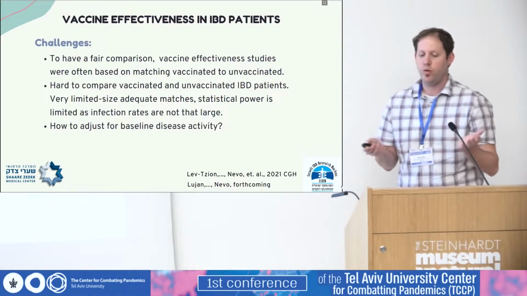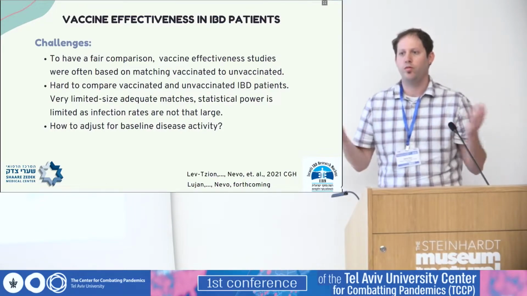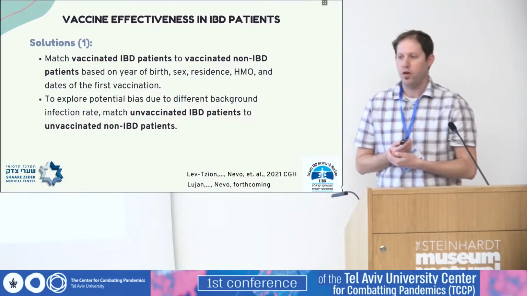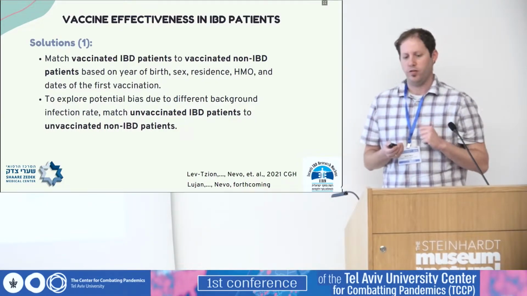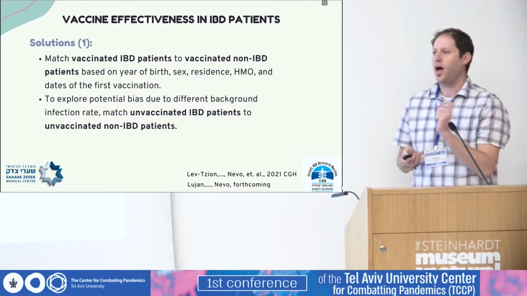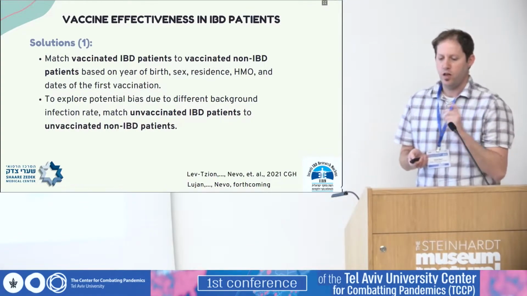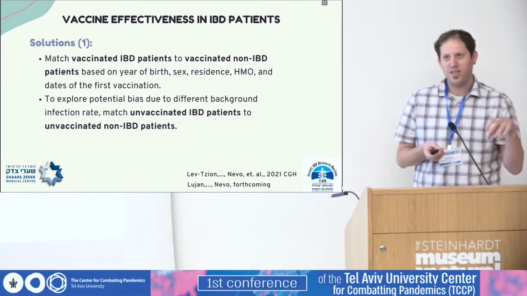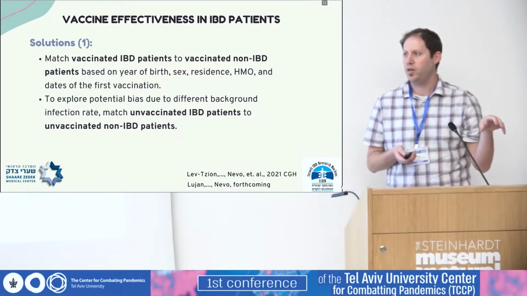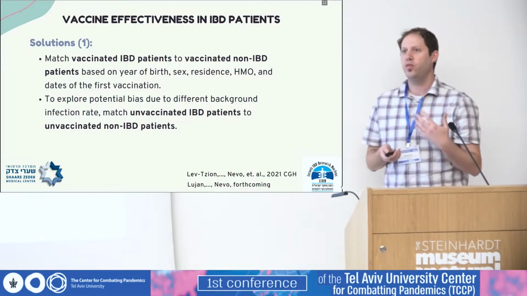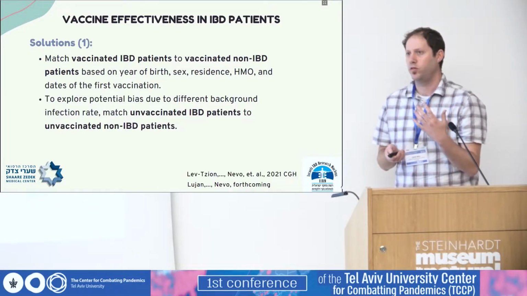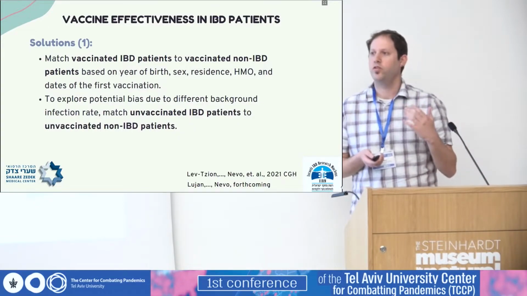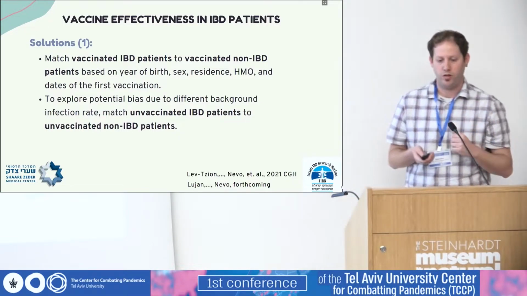And there was the question, how do we adjust for baseline disease activity? You have a complete medical record. What do you do with that? So our first solution was to do a different kind of analysis. We matched vaccinated IBD patients to vaccinated non-IBD patients. So we found similar people that are both vaccinated, but some are IBD patients and some are not. We were hoping to see that the infection rate is the same in both of these groups, because this would be indicative that the vaccination works similarly in both of these populations.